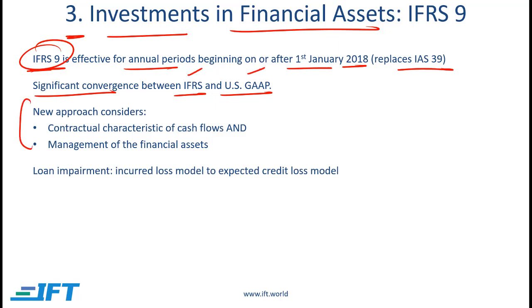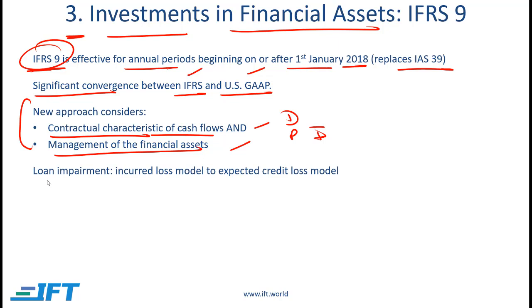With the new approach, which is IFRS 9, we consider the contractual characteristics of cash flows. So, for example, we consider whether we have an equity investment where we might be getting dividends versus a debt investment where we get principal payments and interest payments. We also consider the management of the financial assets. So let's say we buy a given bond. The question is whether we are buying this bond for short-term trading activity or whether we are buying this bond for the long term. So we consider both these factors when categorizing financial assets.